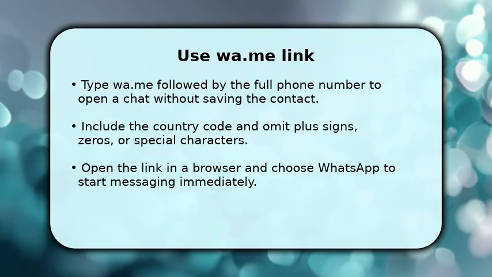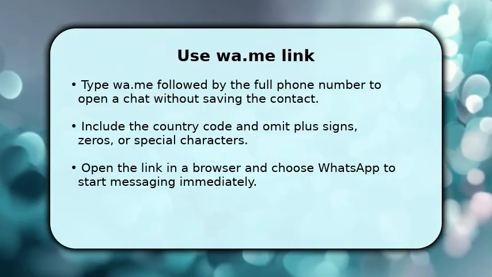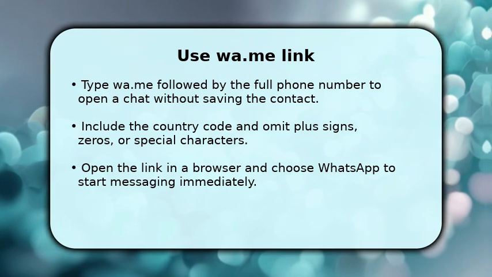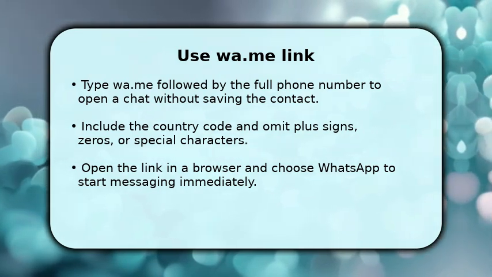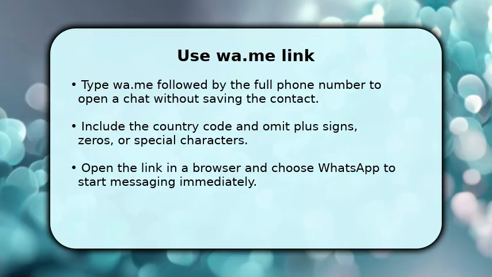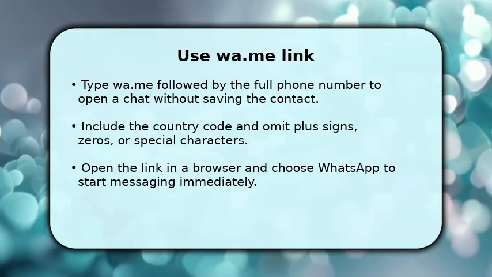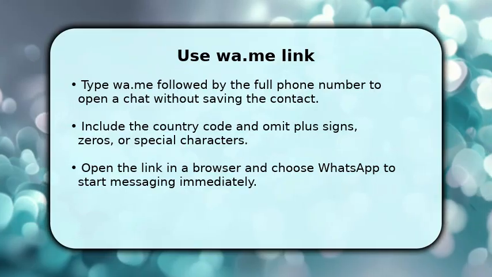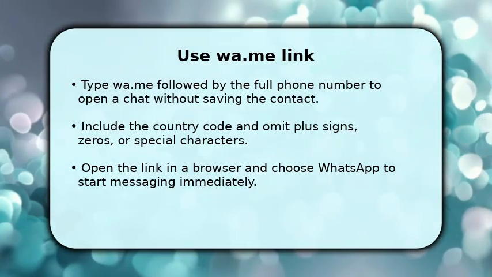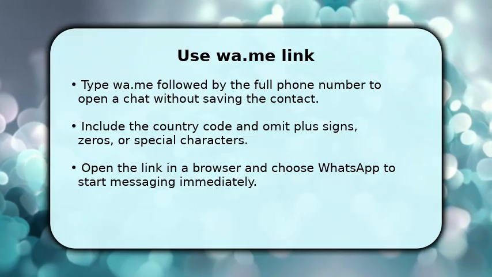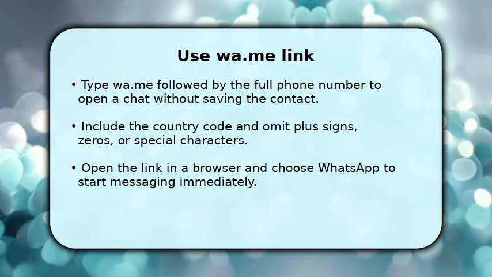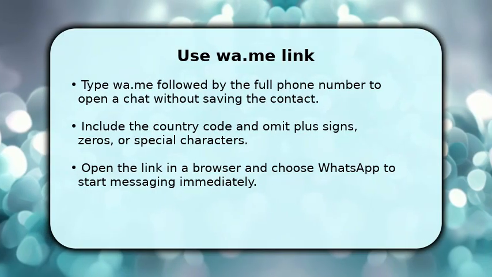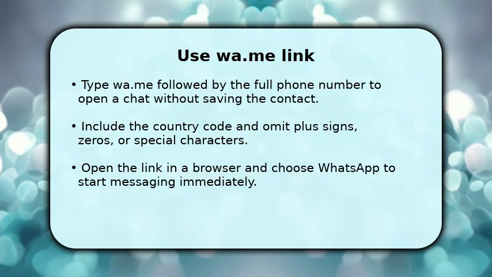Open your browser and type WA.me followed by the full phone number including country code without symbols. Tap the resulting link and choose WhatsApp to jump straight into a chat without saving the contact. This method is quick for one-off messages, business outreach, or temporary contacts. Remember to double-check the number before sending and consider saving frequent contacts to avoid repeating these steps.